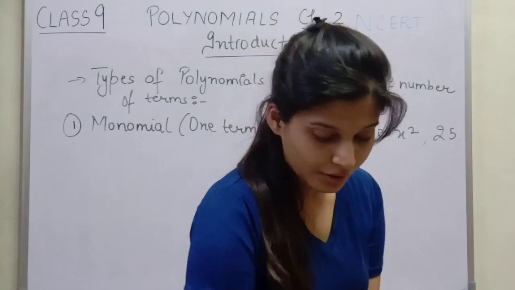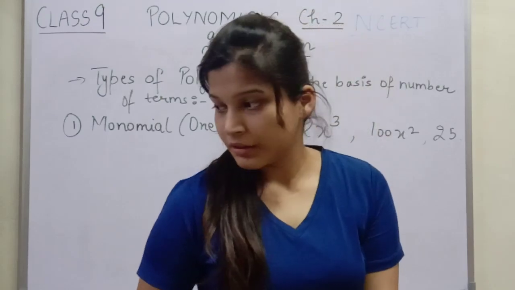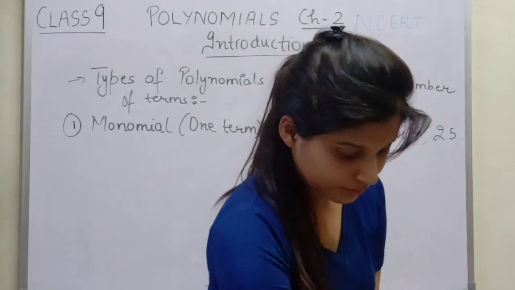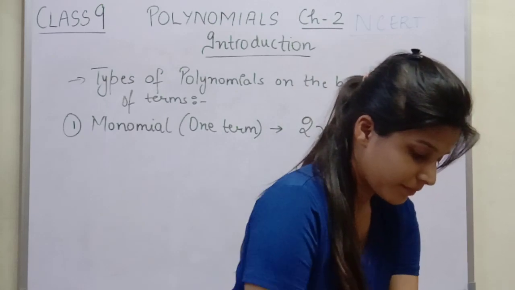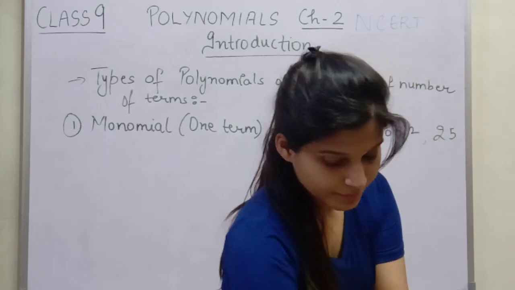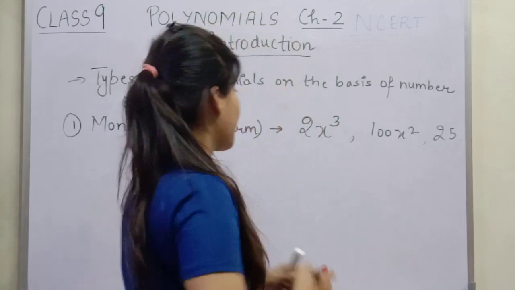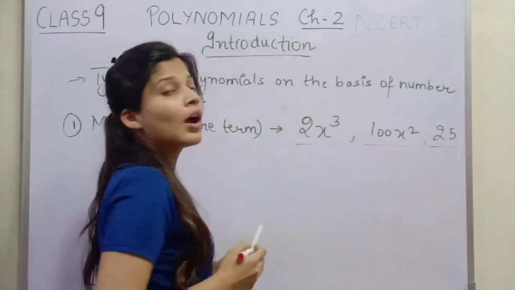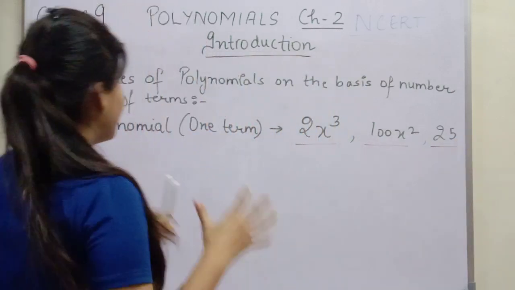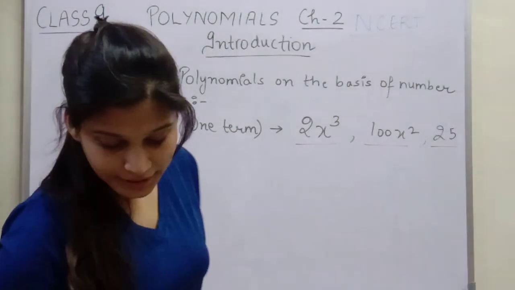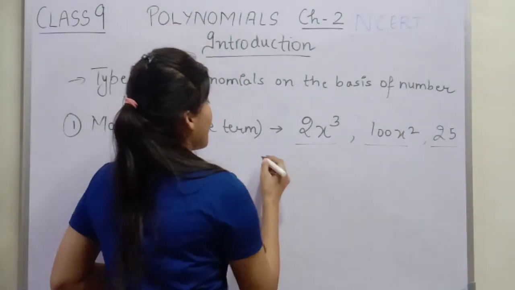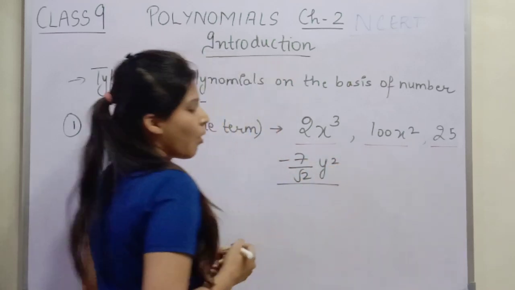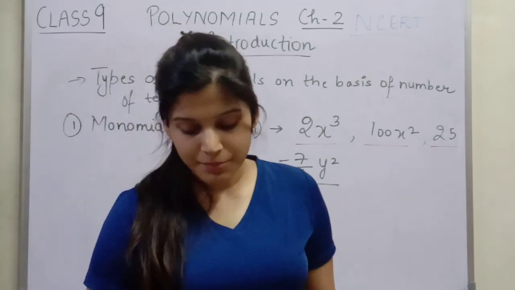Okay, see, 2x cube one term, 100x square one term, 25 is one term. Okay, so this was about monomial. Monomial means one term. If I write minus 7 by root 2 y square, so this is also one term. So this is a monomial expression, right?